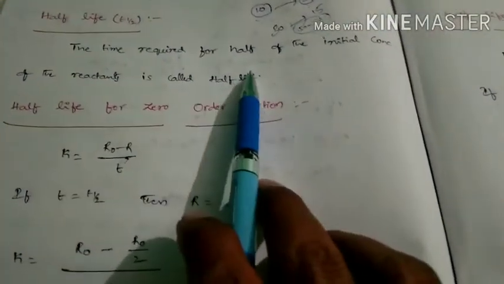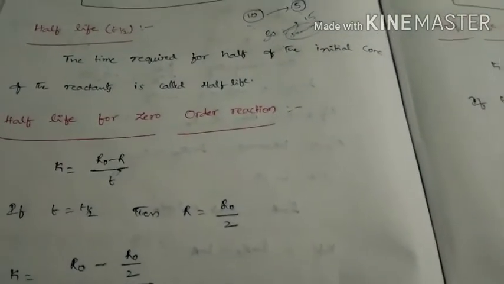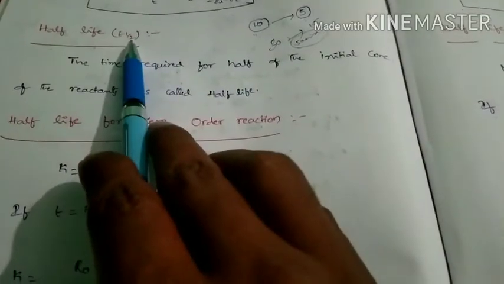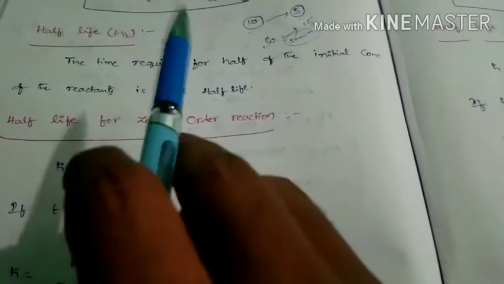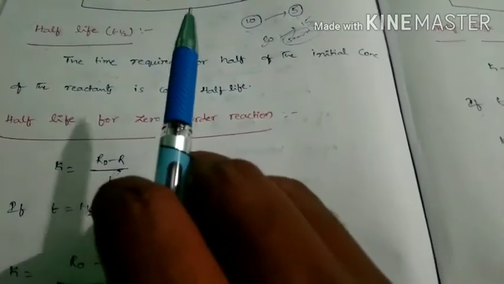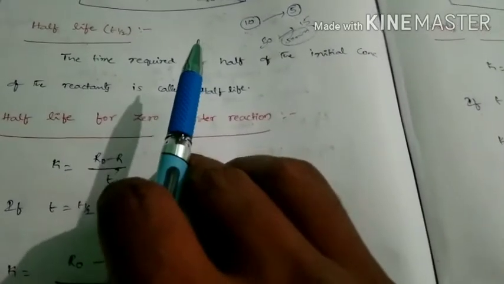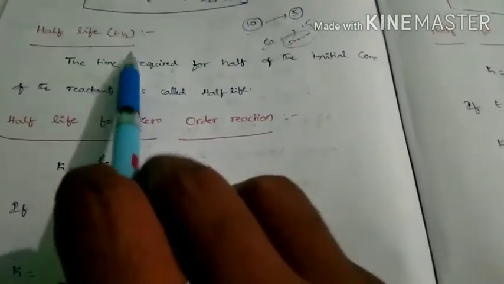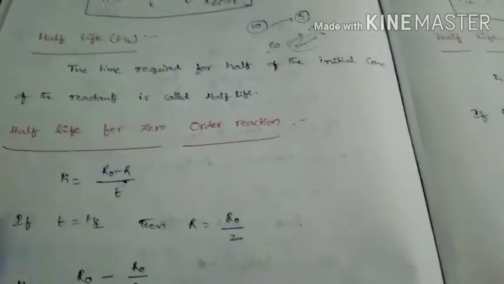So the time which is required for half of the initial concentration of the reactants is called half-life or half time. This is represented by T half or T 50%. That means the time which is required to complete half of the percentage of the reactant. So we can represent it as T half or T 50%.